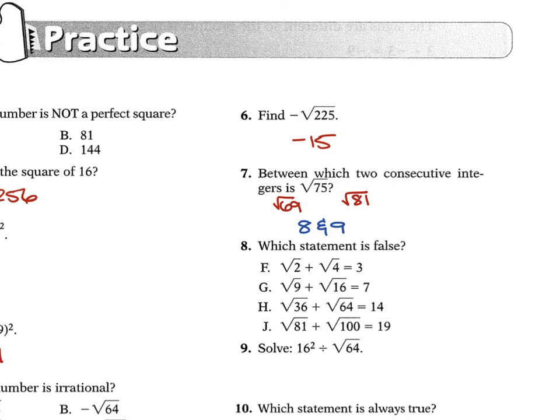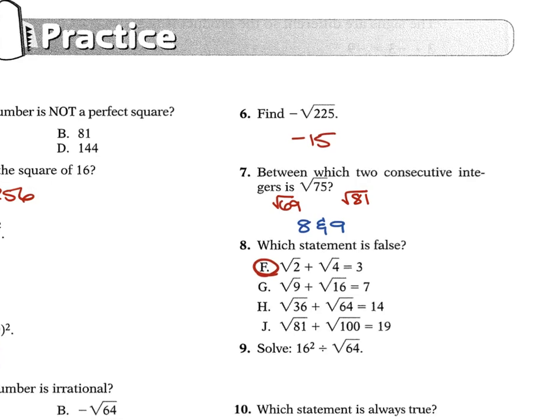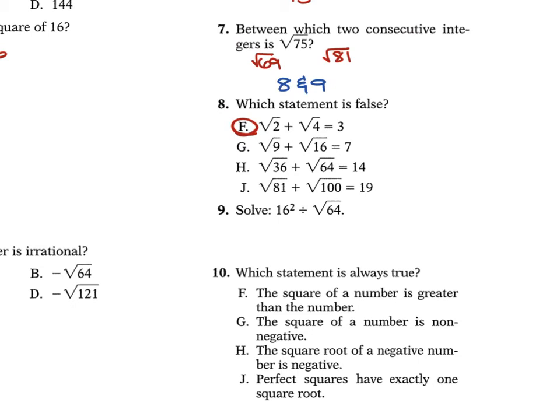For 8, it says which statement is false? F says the square root of 2 plus the square root of 4 is 3. That is false. You can't take the square root of 2, so it wouldn't be 1. 9 says to solve 16 squared divided by the square root of 64. Well, 16 squared is 256. Divided by the square root of 64, that's 8. So 256 divided by 8 is 32.